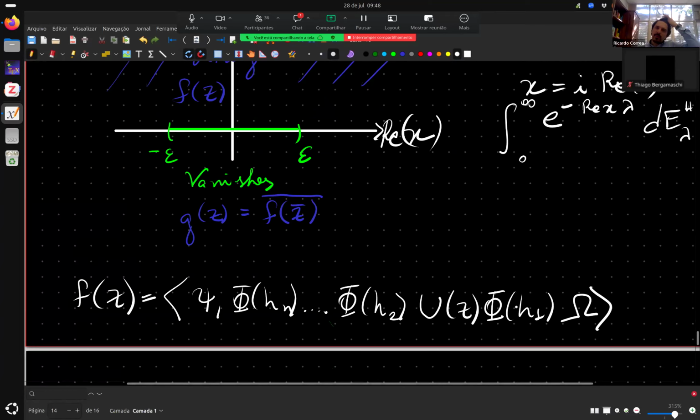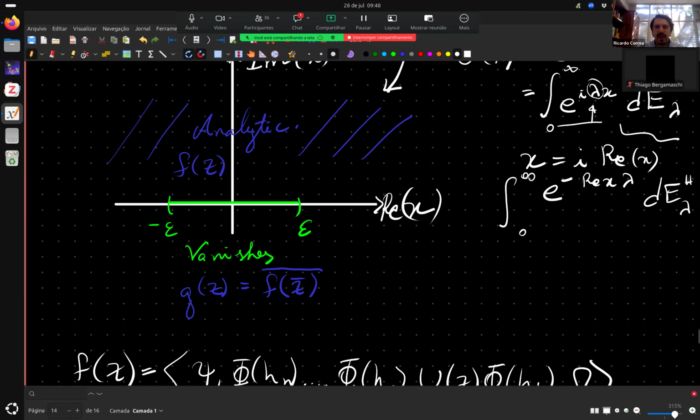So basically I'm looking at this function, and what I learned is that this function f vanishes in this interval. It's analytic in the upper half plane. And I can look at this g of z, which is the conjugate of the conjugate parameter, into the lower half plane. This function will also be analytic. This is called the Schwartz reflection principle, or at least part of it. So this function is analytic in the lower half plane.